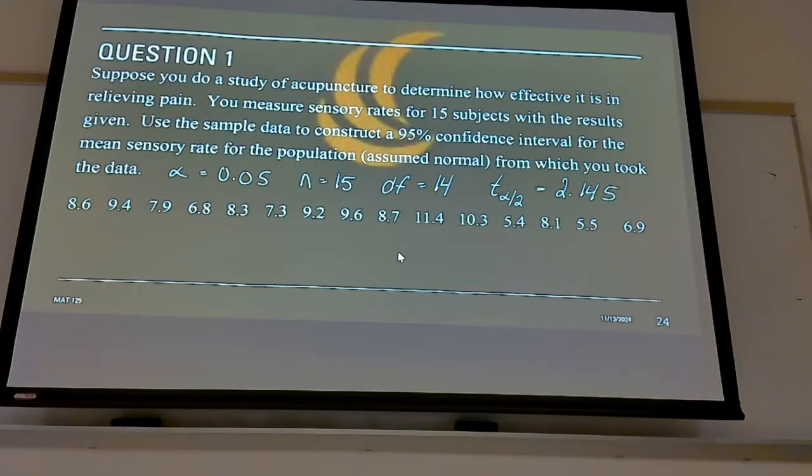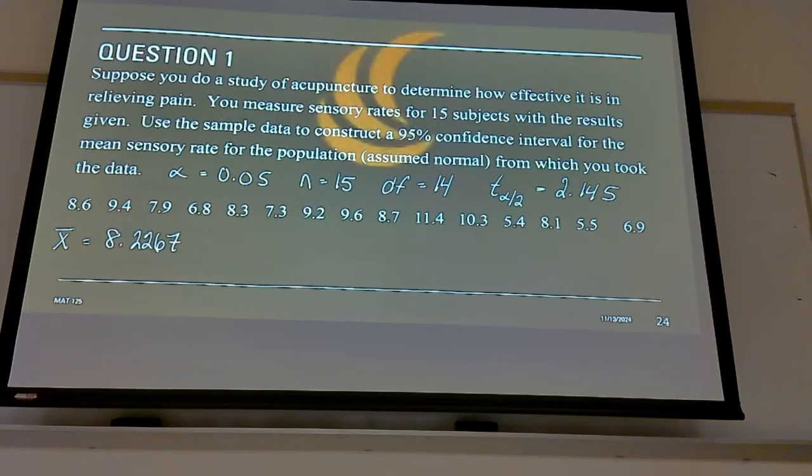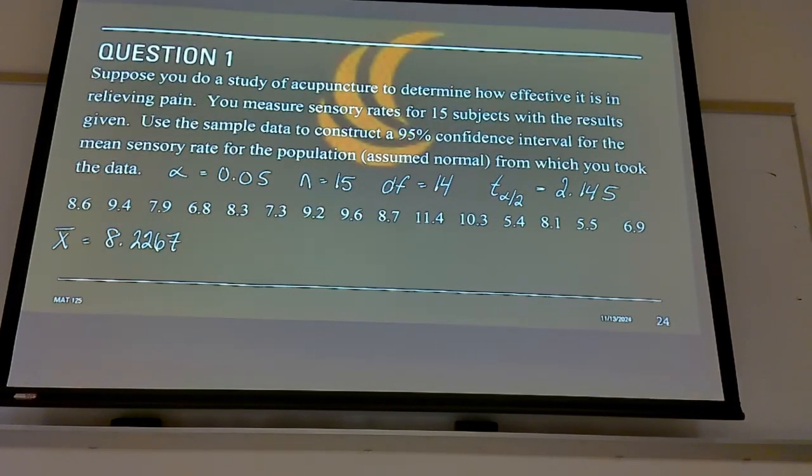If you find the mean, it's going to be 8.2267. So again, add all the values up and divide by the total number there are, 15. Standard deviation is that really painful formula from week 2. Or just use technology. We should get 6.722. Those are the values we need.